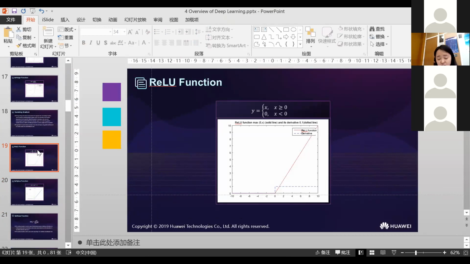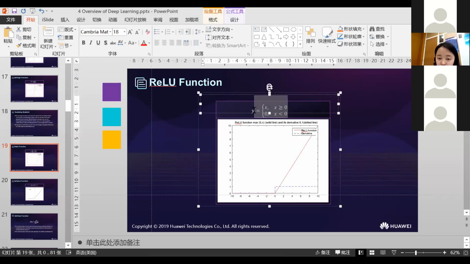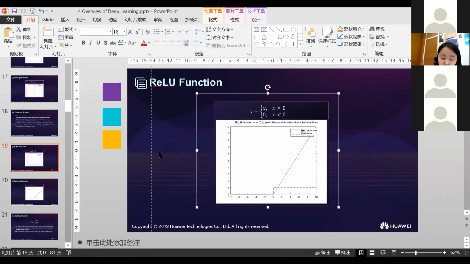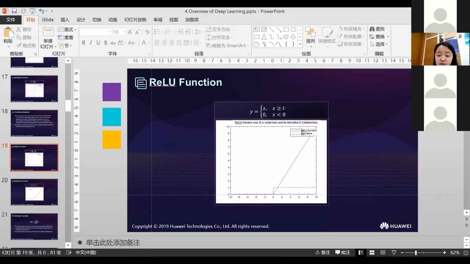The next function we're going to introduce is the ReLU function. So here is the equation for the ReLU function. Compared to the activation functions we introduced just now, the equation of the ReLU function is much simpler. It's much simpler than these three activation functions.